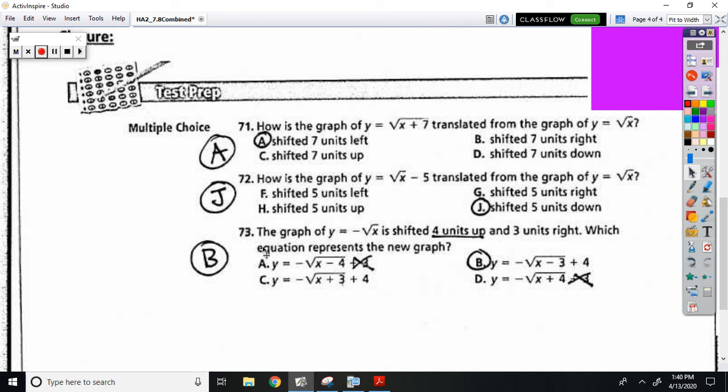And for 73, we're looking for one that shifted 4 units up, which would be plus 4 on the outside, which were these two. I eliminated A and D. And then 3 units to the right would be B. This one would have been 3 units to the left. So the answer was B.